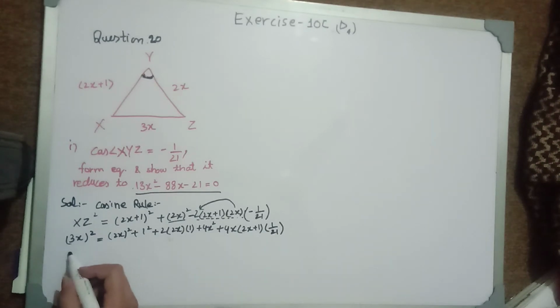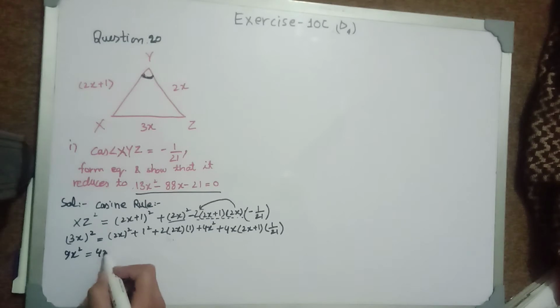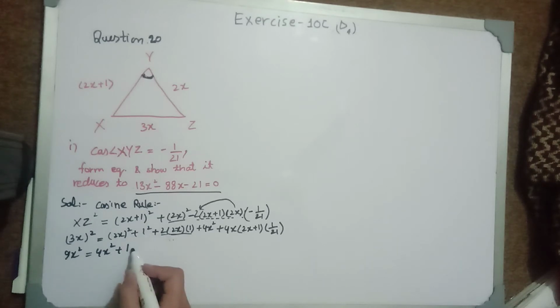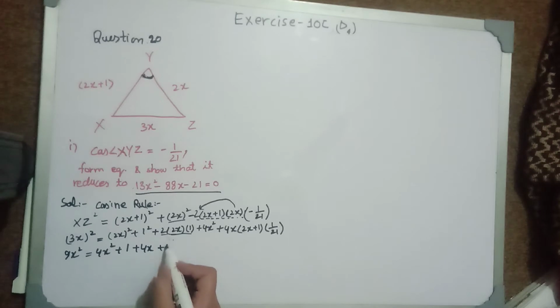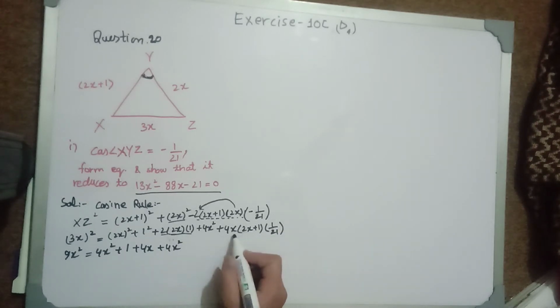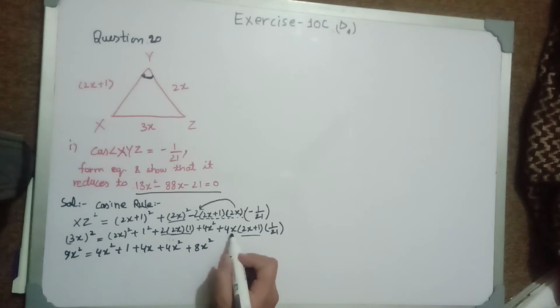Now (3x) whole square is equal to 9x raised to the power 2, which is equal to (2x) square, which is 4 into x raised to the power 2, plus 1 square, which is 1, and on multiplying these I'll get 4x, plus 4x, plus this 4x square. Now let's multiply this 4x with this term first, and I'll get 8x square, on multiplying 4x with 2x, right?